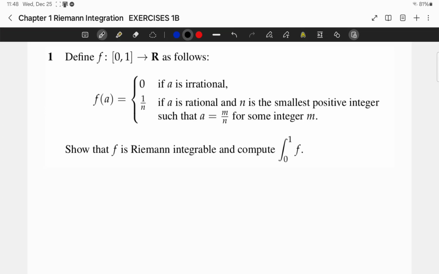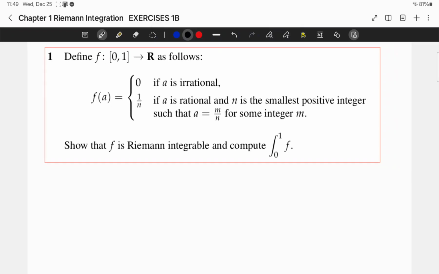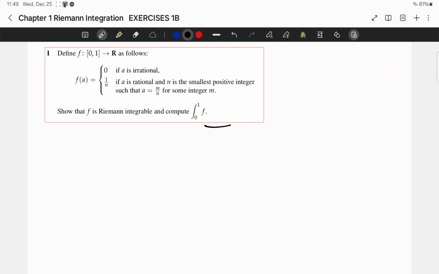Alright, the first question: define a function f on R as follows. f of a equals 0 if a is irrational, and f of a equals 1 over n if a is rational and n is the smallest positive integer such that a equals m over n for some integer m. So we have to show that f is Riemann integrable and compute the integral from 0 to 1 of the function f. So I'm going to reduce this so that we have enough space to show the solution.